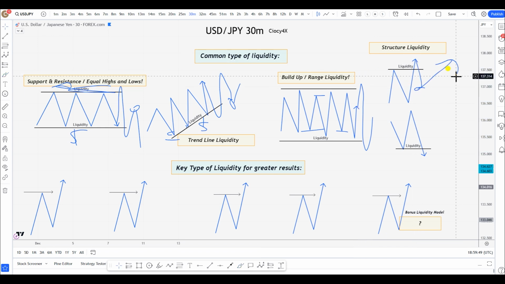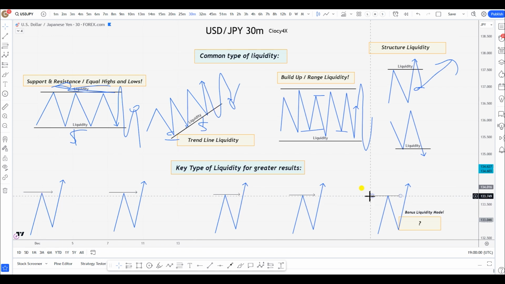Now that we have discussed the common types of liquidity, let's go down here and try to understand what are the ones that can give you the greater results. Okay, now I know it seems like, what the hell is that? He has all of them equal over here, the same, identical, but trust me, shortly everything will make sense to you. This one, by the way, is going to be the tip, the bonus one that I wanted to add among all these types of liquidity.